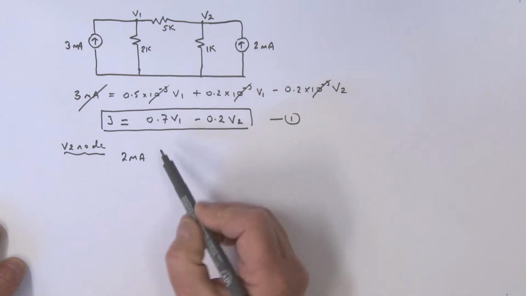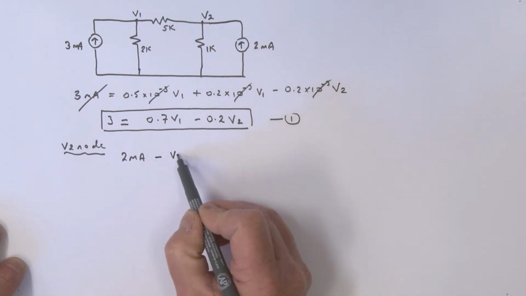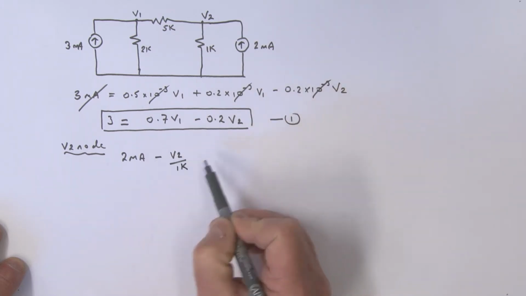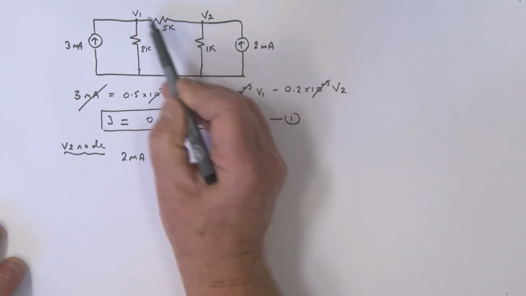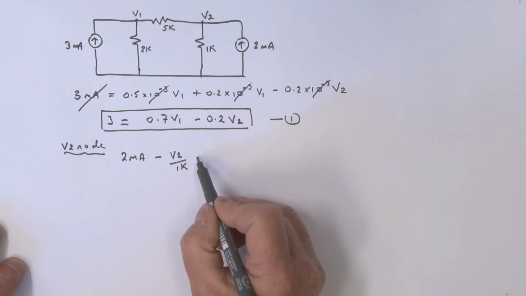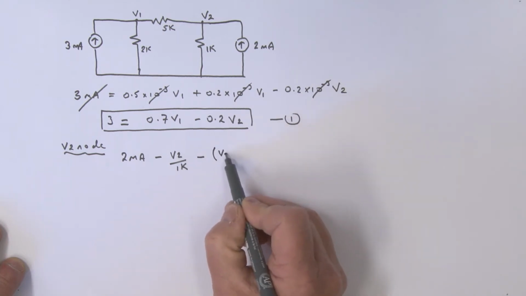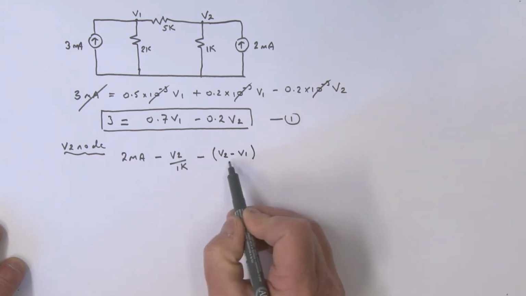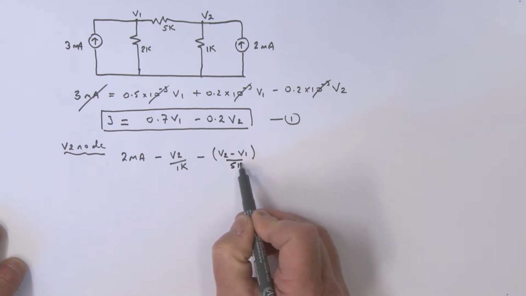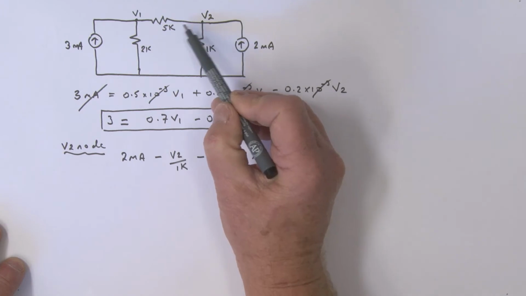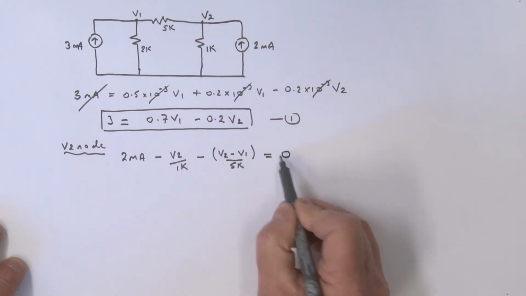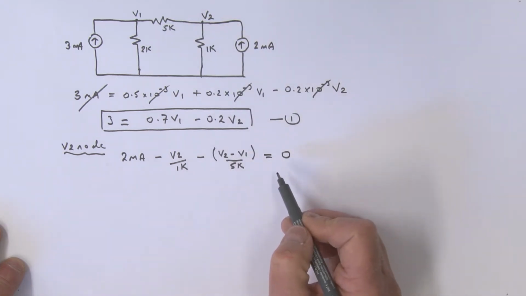I've got this current here, which I'm defining as minus V2 divided by 1K. And then, of course, I'm going to define this current here as V2 minus V1 divided by 5K. So that's a minus, open up the bracket, V2 minus V1, divided by my 5K. So that's taking account of that current, and that current. So that's all equal to 0. So we just need to work with this a little bit here. All right, so let's do that.